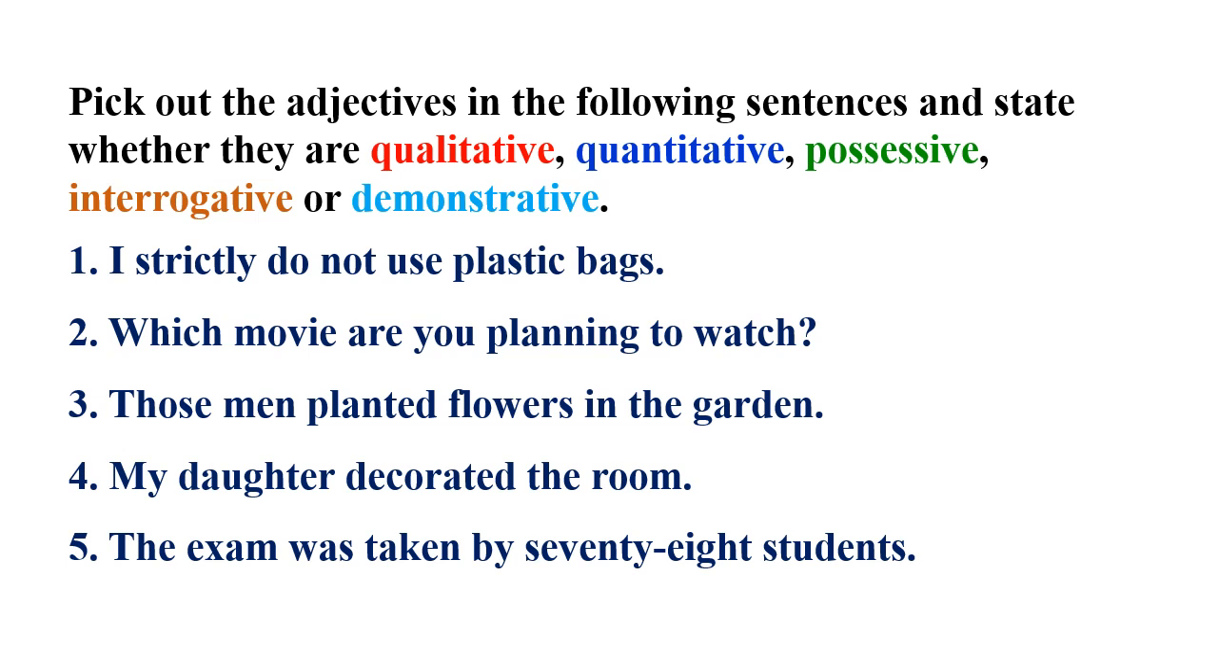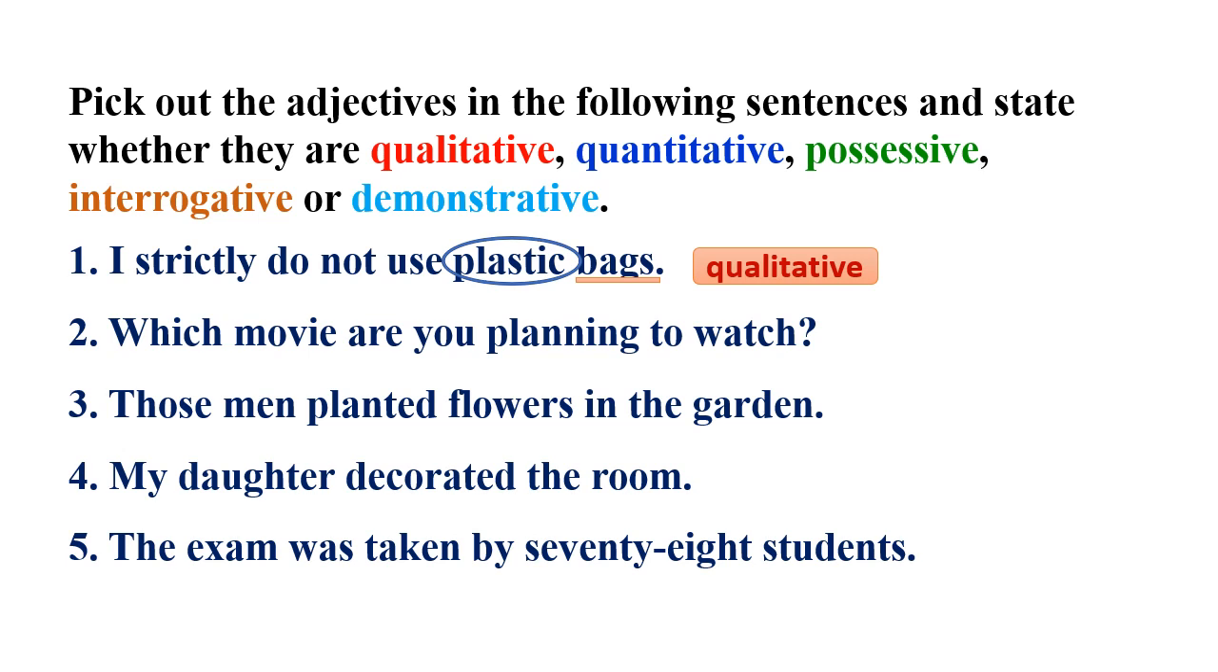Look at the first one. I strictly do not use plastic bags. What is the noun in this sentence? It is bag. And which word in this sentence gives some more information about bag? It is the word plastic. So the adjective in this sentence is plastic. This word helps us understand the material out of which the bag is made. So this is a qualitative adjective.